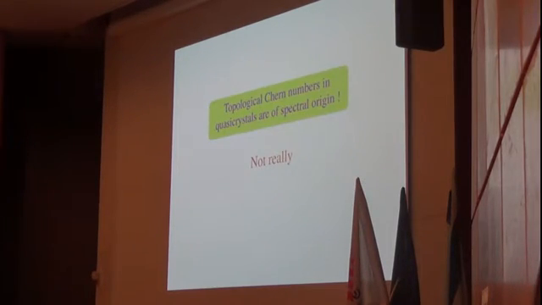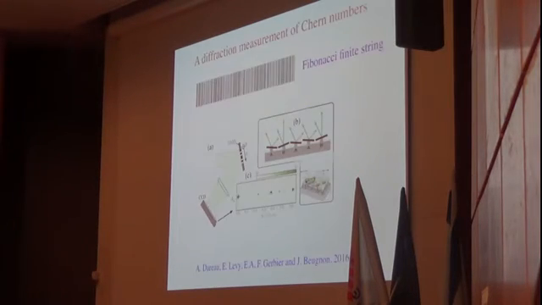So then you could get the idea that topological Chern numbers in quasicrystals are of spectral origin. But this is not really the case. In fact, you can measure those Chern numbers without saying the word Hamiltonian or spectrum. So how do you do this? You take your Fibonacci finite string, this one. So this is another experiment that has been done at the Collège de France with those people.